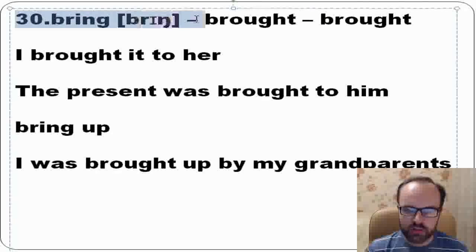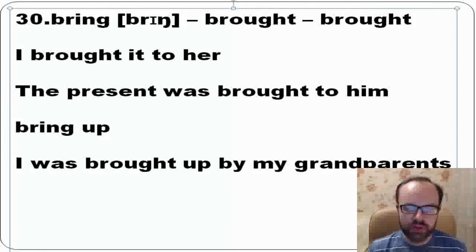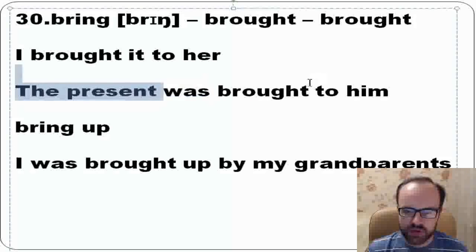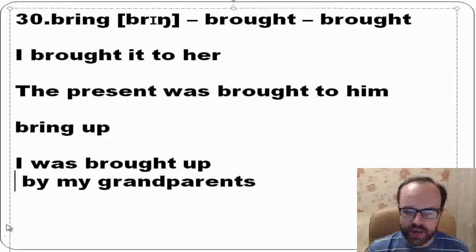Bring, brought, brought. I brought it to her. The present was brought to him. So the present means it was, was plus past participle. And bring up. I was brought up by my grandparents. It means that I was educated by them, or they looked after me, they helped me to become an adult, they helped me grow up. You can say they helped me to grow up or they helped me grow up. Both variants are correct.